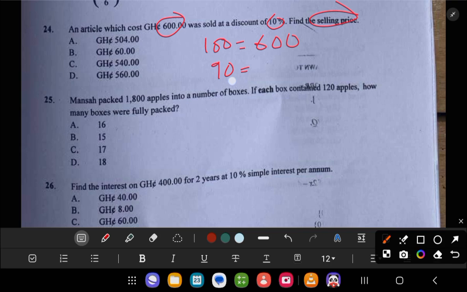So if less, more divide. So 90 over 100 times 600. So looking through 100 here 1, 100 here 6. 9 sixes are 54 plus the 0, so 540 cedis. Question 24, the answer is C.